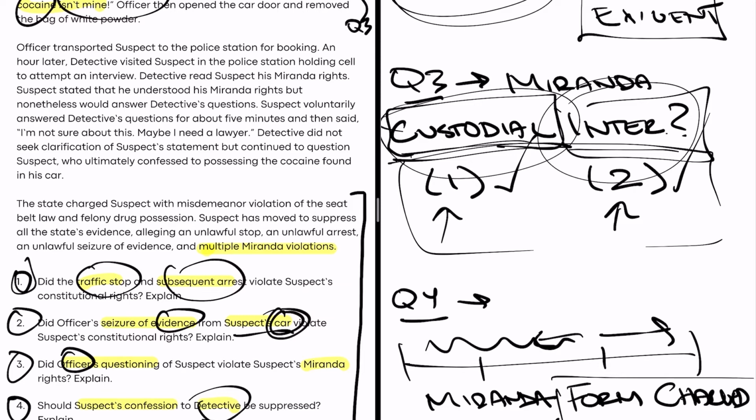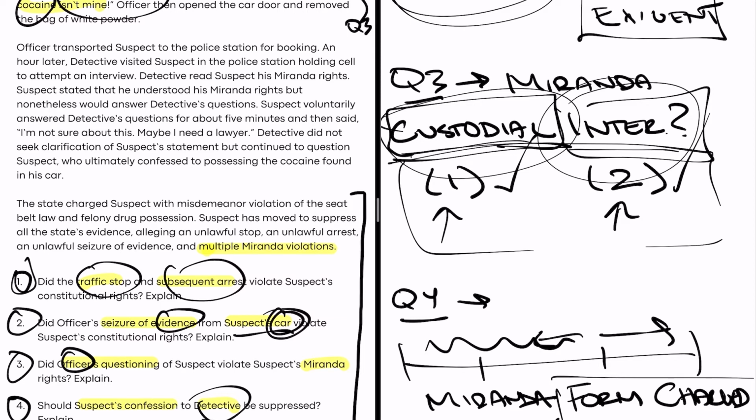So we're going to have to see what's going on here in this last paragraph, which tells us that the officer transported suspect to the police station for booking. An hour later, detective visited suspect in the police station holding cell to attempt an interview.